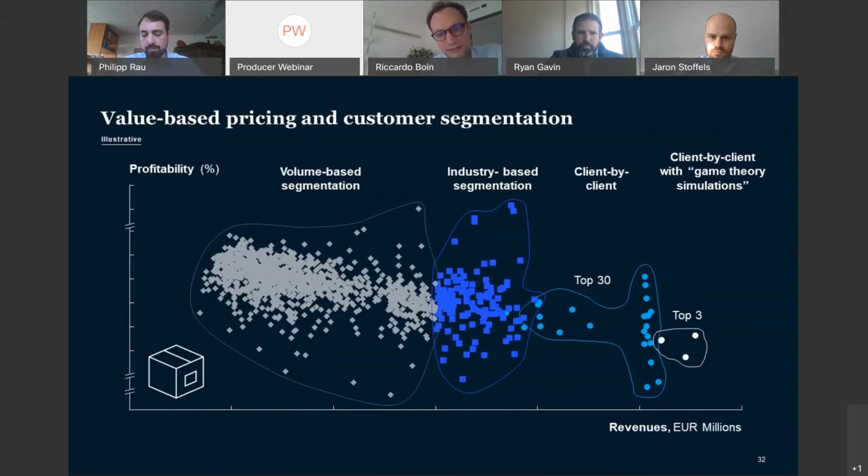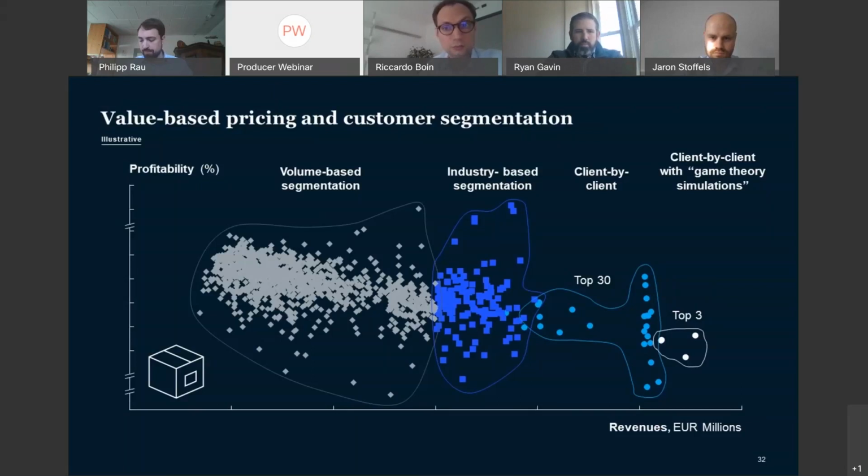As you realize, this is a graph of the profitability of their accounts and the size of the accounts. You can easily cluster them in big buckets, and inside each of those, there is a huge variation of their profitability. Each of those micro clusters will require a very different approach. And this is what we helped build with this client and with the teams working in the sales and pricing departments.